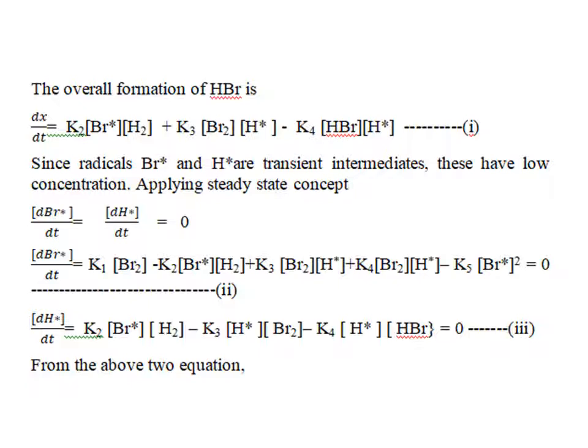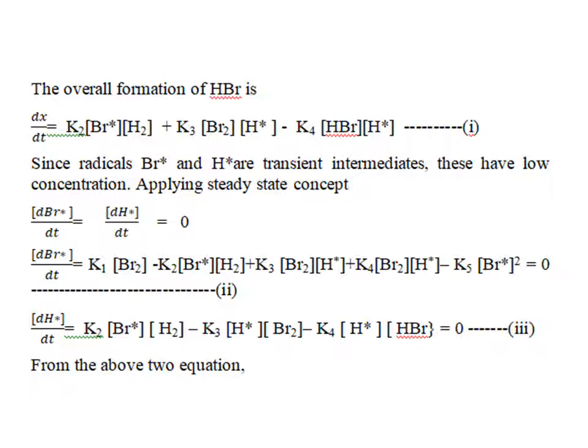Then d[Br*]/dt is equal to k1[Br2] minus k2[Br*][H2] plus k3[Br2][H*] plus k4[Br2][H*] minus k5[Br*]², that is equal to 0. This is equation number 2.